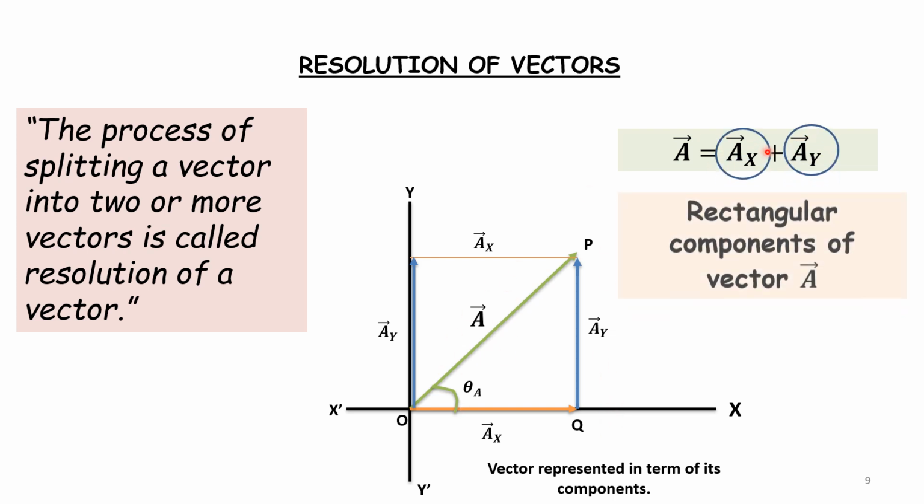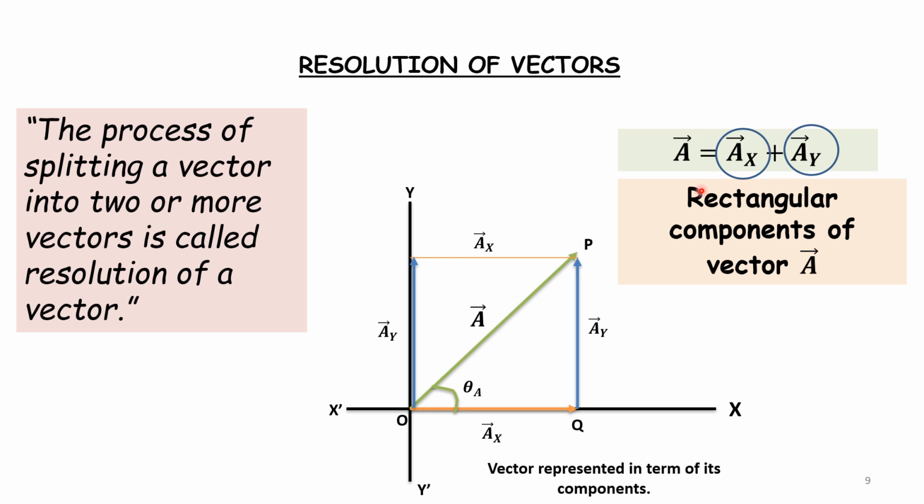And these Ax and Ay are known as rectangular components of vector A. Why are they called rectangular components? Because both vectors are making 90 degrees. Rectangular means the vectors are making 90 degrees with each other.